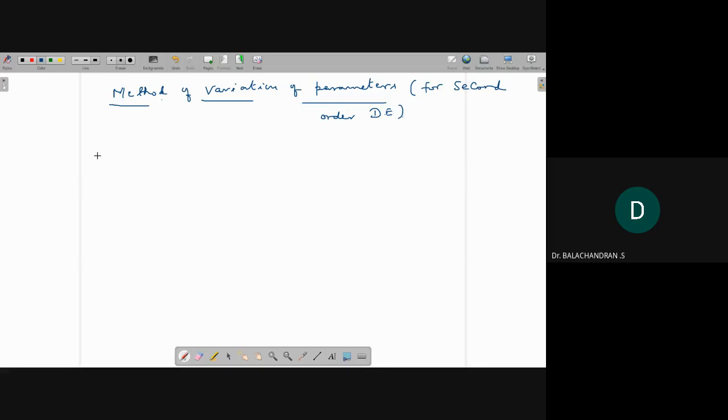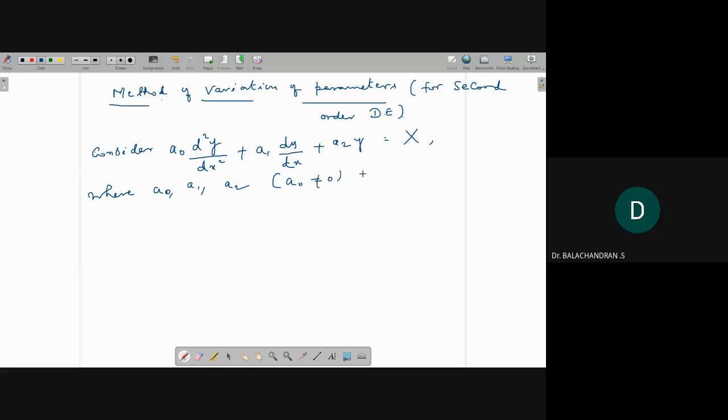Okay, consider the general second order differential equation, a naught into d square y by dx square plus a1 into dy by dx plus a2 into y equal to capital X. Capital X is a right hand side function, where a naught, a1, a2, and a naught is not equal to 0, are constants.